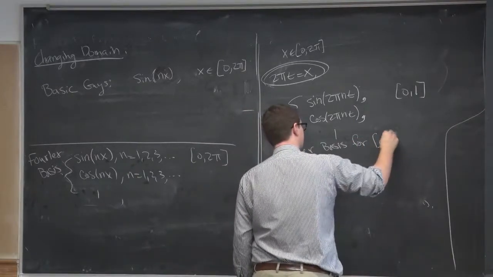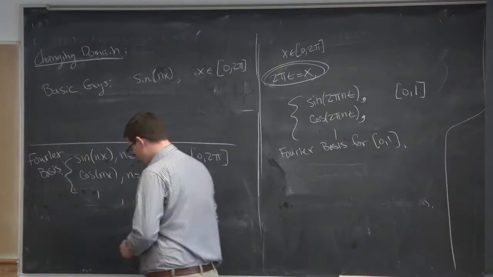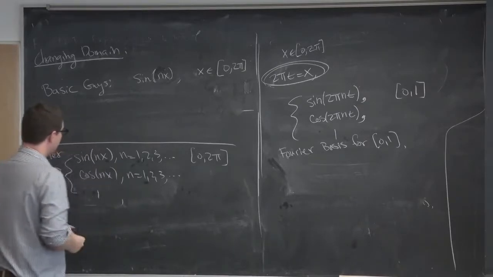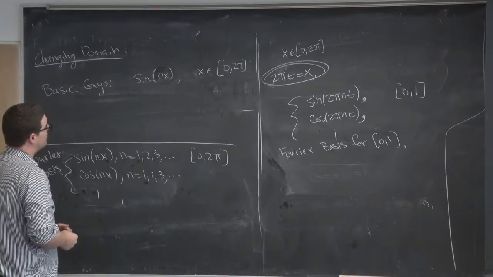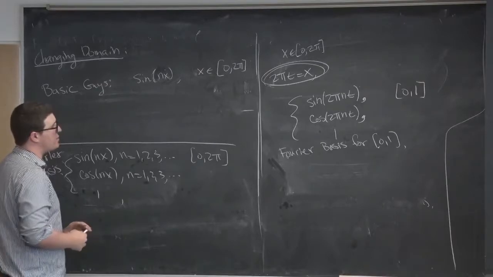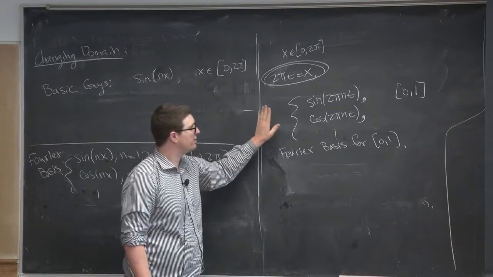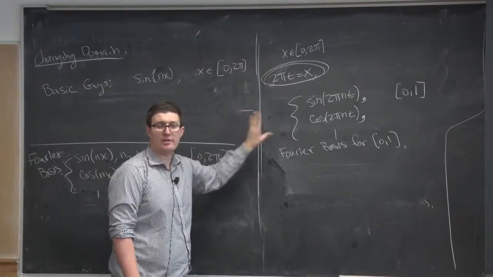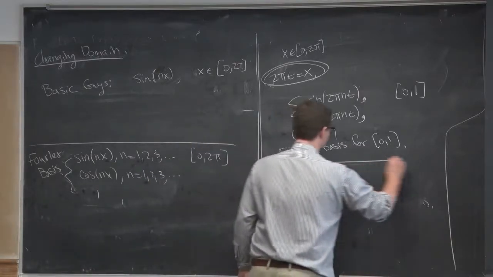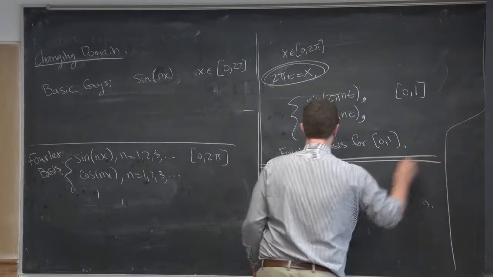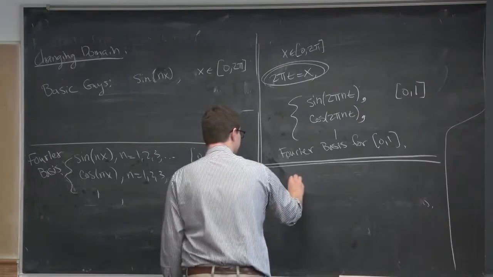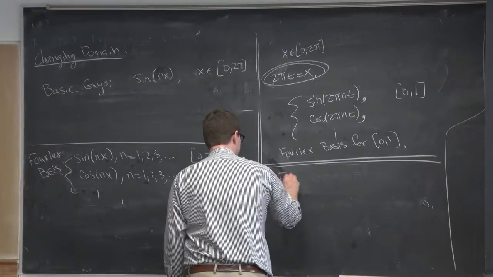For this interval 0 to 1. Okay, let's go back to this thing. Okay, so here, notice that we had another basis for 0 to 1, right? The other basis that we had was the following. So the other basis we had was, so this is the Fourier Sine basis.